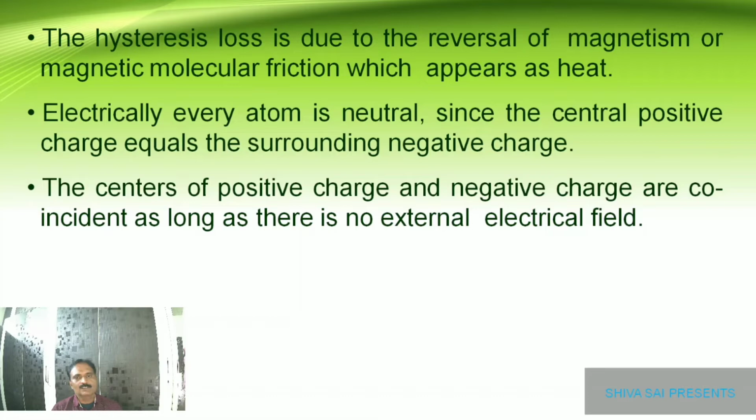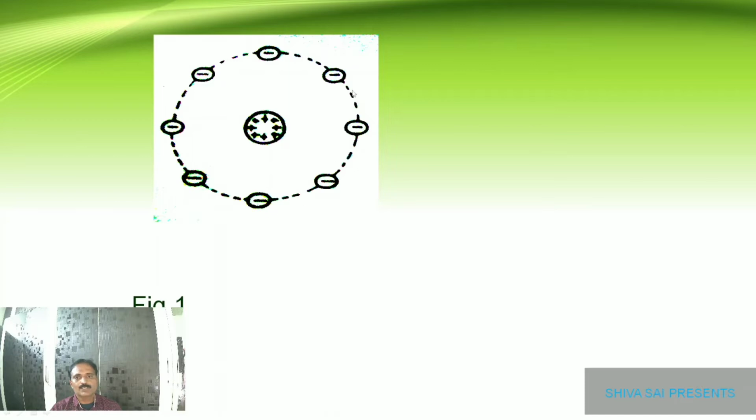Generally, the centers of positive charge and negative charge are coincident when a neutral atom is considered, that is, with no external electric field. So we have the neutral atom, where inside the nucleus we have the positive charge, and the negative charge is distributed around it like this. This is considered a neutral atom without any external electric field.